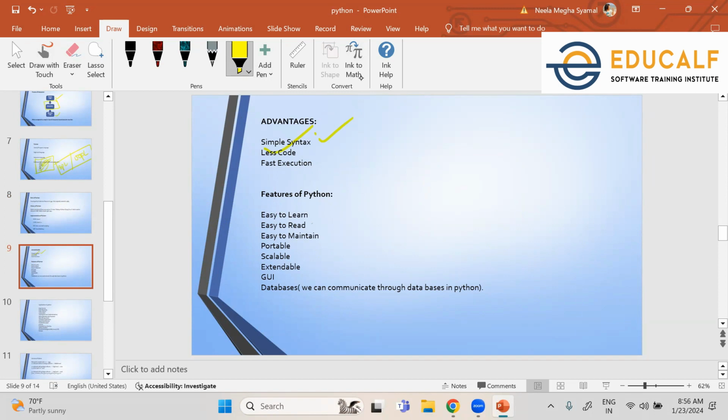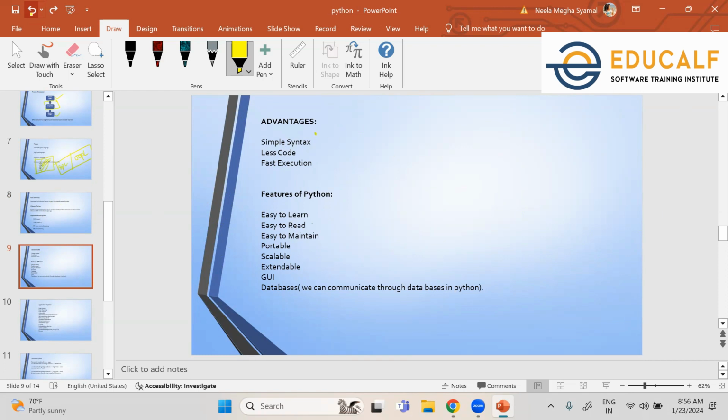And when coming to the features, looking at Python code, it's very easy to learn, very easy to read, very easy to maintain, portable. You can compress the lines of code, and it is scalable: you can take as much data as you want. It is extendable. And with graphical user interface, desktop applications can be built, and we can communicate with databases in Python.